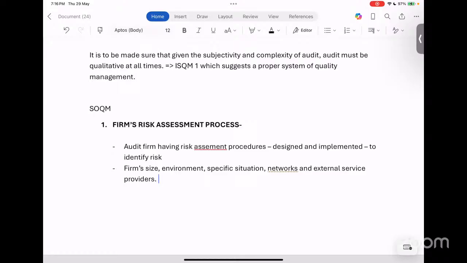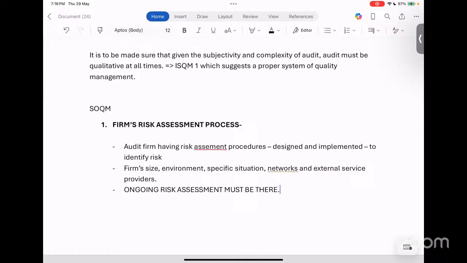I should consider the size of my firm. Am I able to take up that client? What is my environment? Am I able to deal with such a client? What is my specific situation? Maybe I'm dealing with some financial problem, so I should not take up a client which is not going to give me a good amount of returns. Networks and external service providers. And I should consider all these factors in an ongoing way. So the ongoing risk assessment must be there.